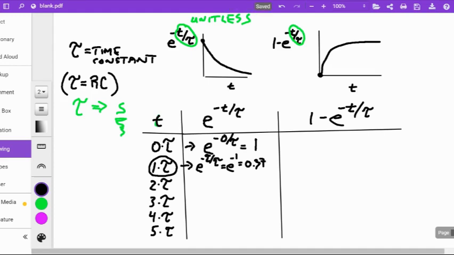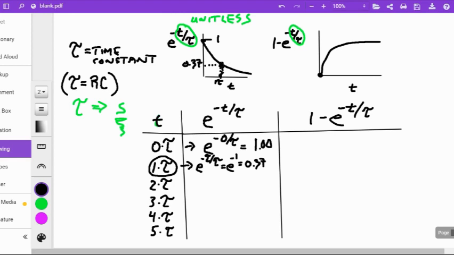And what that means is that my function is now gone from basically 1 down to 0.37. So I've dropped down to 37% of what I started with. So let me go up to the graph, right? If this is 1 up here, then by the time I get to 1 tau, I'm now down to 0.37. It's supposed to be a line there, okay?